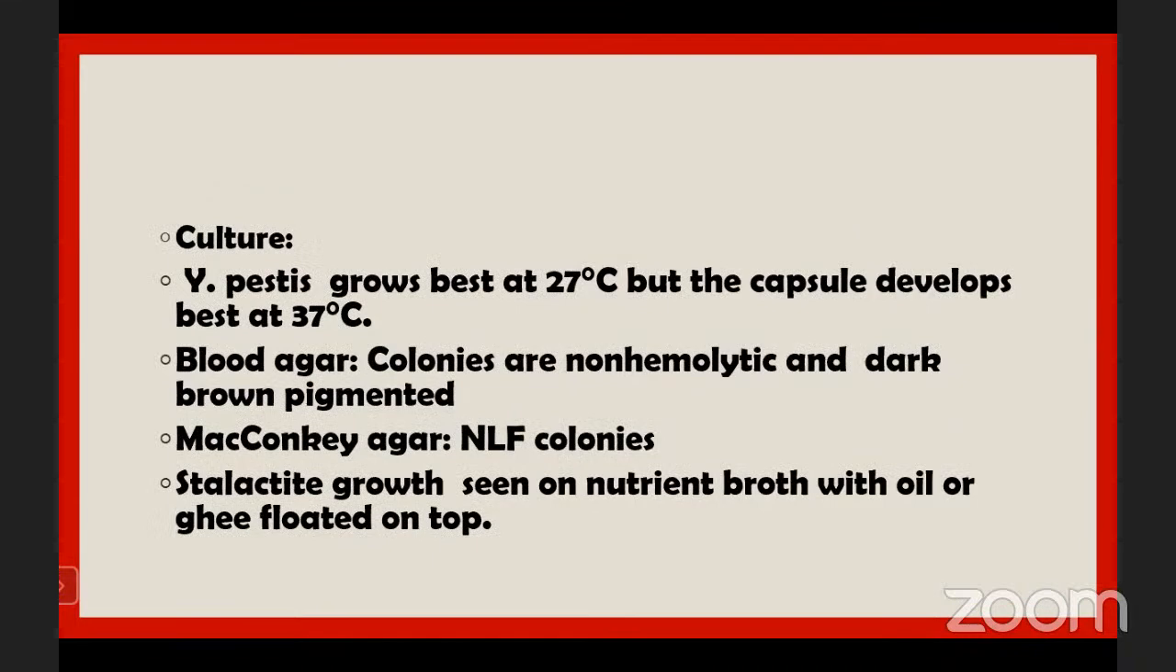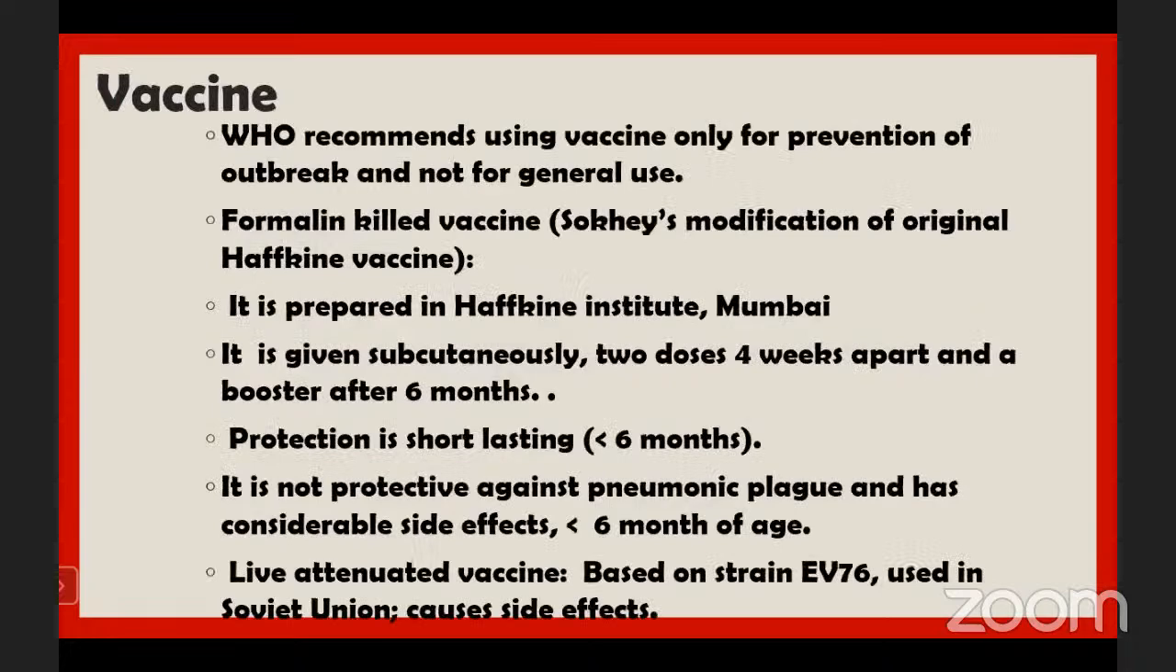Next one is the culture for Yersinia pestis. It mainly grows at 27 degrees Celsius, but the capsule develops at 37 degrees Celsius. On blood agar, colonies are non-hemolytic and dark brown pigmented. On MacConkey agar, non-lactose fermenting colonies are produced. Stalactite growth is seen in nutrient broth with oil or ghee floated on top in Yersinia pestis culture.